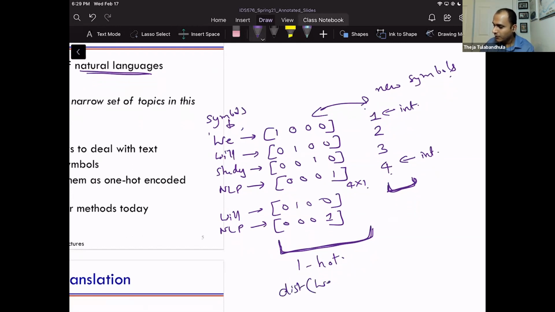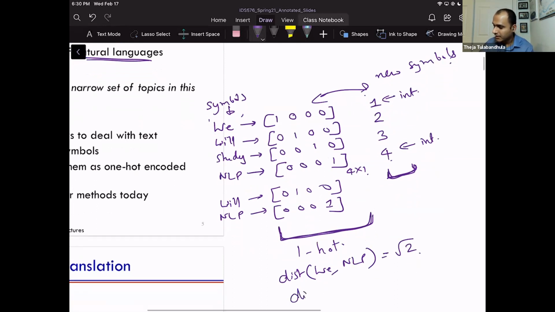hey, what's the distance between We and NLP? Some sort of, let's say, Euclidean distance. Euclidean distance is square root 2, right? Subtract those two vectors, you'll get 2 coordinates which are 1 and 1. So square root of 1 square plus 1 square. But that's true for any pair. So the distance between any pair, the first word and the second word, is square root 2. It's the same distance. So 2 words which maybe are similar to each other, their distance is the same as the 2 words which are completely unrelated to each other. Okay? So there are some shortcomings to one-hot encoding as well.